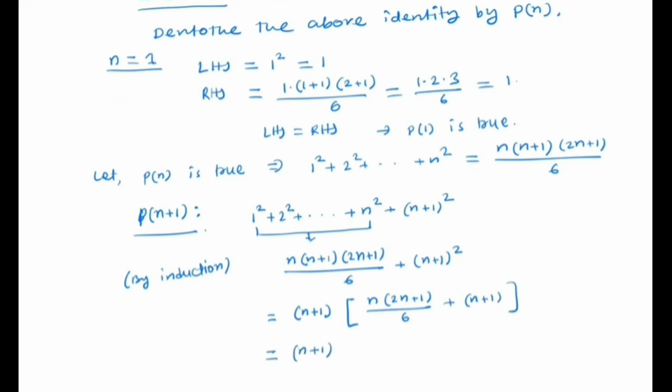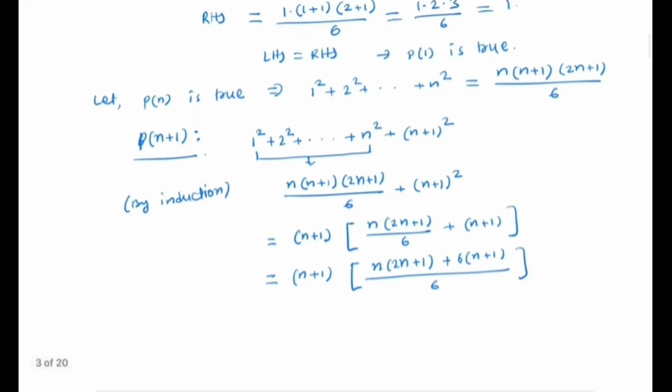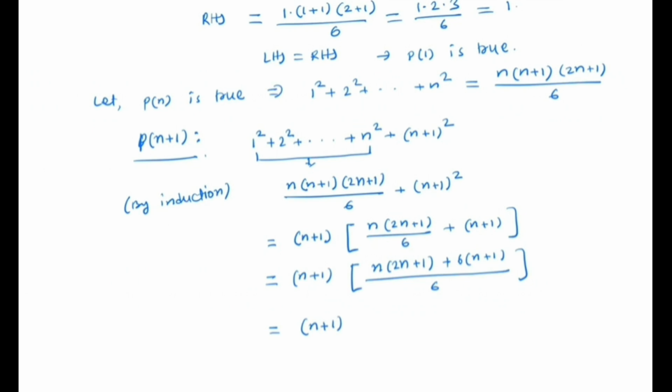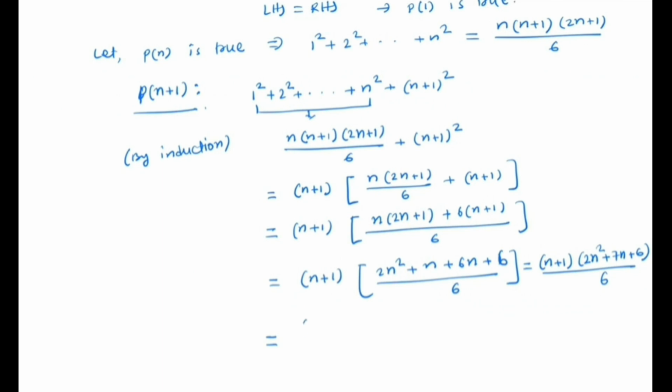The next step, we can write n plus 1 times n into 2n plus 1 plus 6 into n plus 1 by 6. Okay, so if we simplify this, then we can write 2n square plus n plus 6n plus 6 by 6, which is nothing but n plus 1 times 2n square plus 7n plus 6 by 6. Now if we simplify, then we get 2n square plus 4n plus 3n plus 6 by 6.